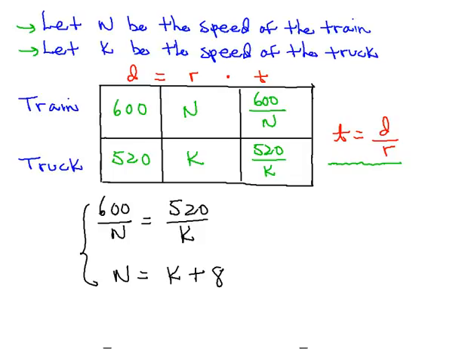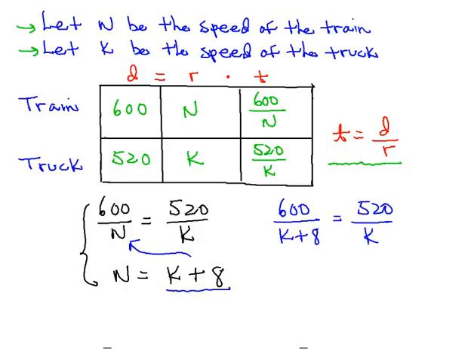Now this is a system that lends itself very naturally to the use of substitution. So what we can do is to take the value for N that we see here and substitute it for N in the first equation. So then we'll have next 600 over K plus 8 is equal to 520 divided by K. So what we'll do next is to cross multiply and solve this equation.